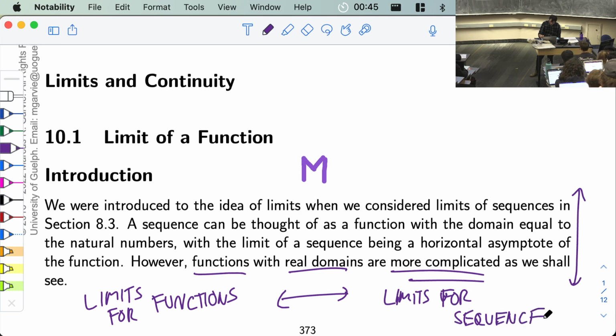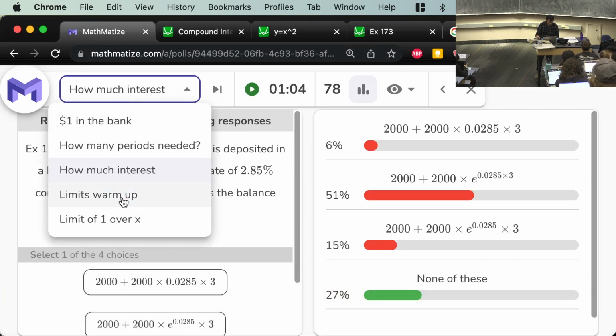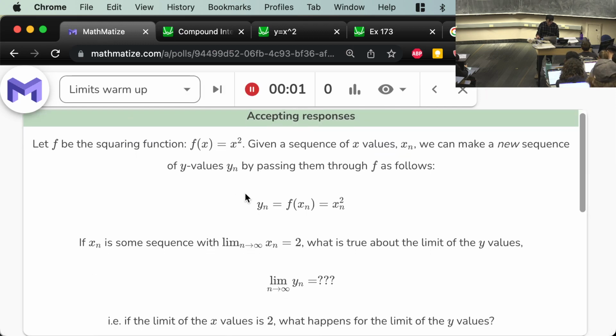And why is it harder? In the last 10 minutes, I'm going to give you a warm-up problem that is not in the notes, but it's a warm-up problem to try to show you the difference between limits for functions and limits for sequences. So it's going to be in Mathematize over here, and it's what I call this warm-up thing.